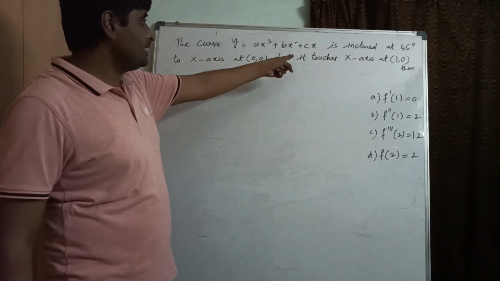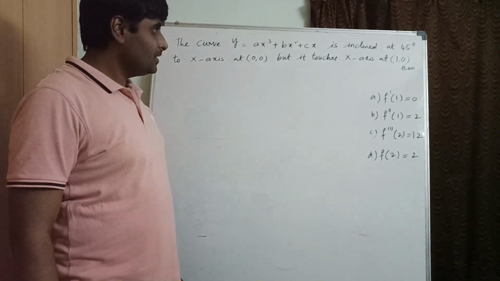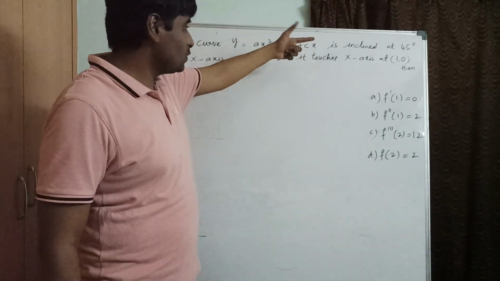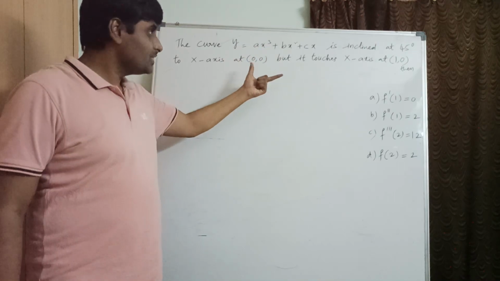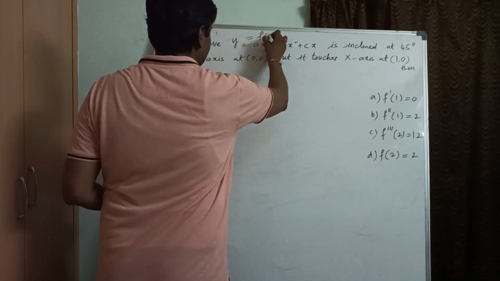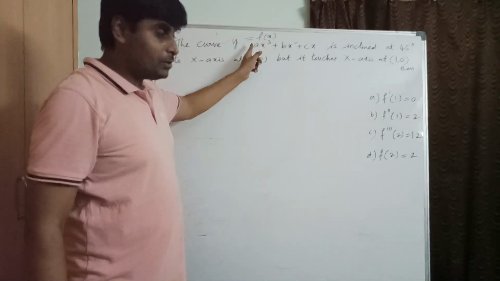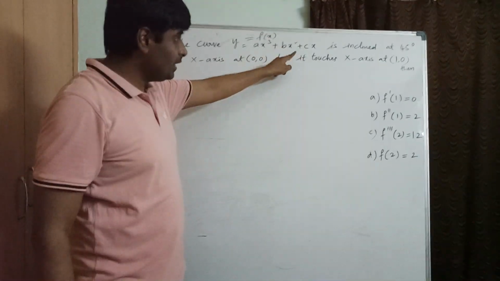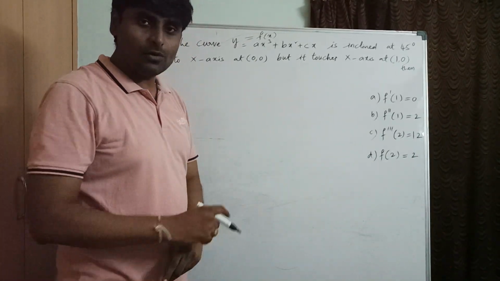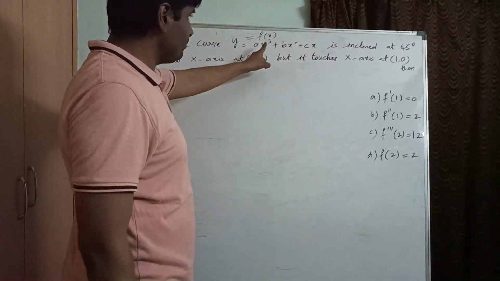Now see, it touches the x-axis at 1, 0. So 1, 0 also lies on that curve. From that we are going to find the values of a, b, c, so that this curve becomes original. This is y equal to f of x form. We have to make this curve original. So when this will be original, when you get the values of a, b, c there. How can you find the values of a, b, c? By using this clue. So finally we are going to verify these options, correct? So first of all, let us make this curve original.